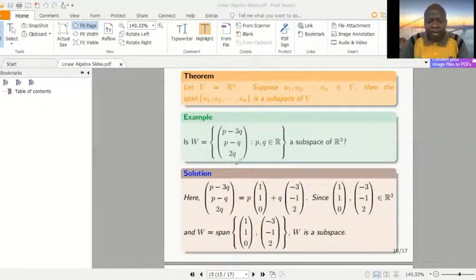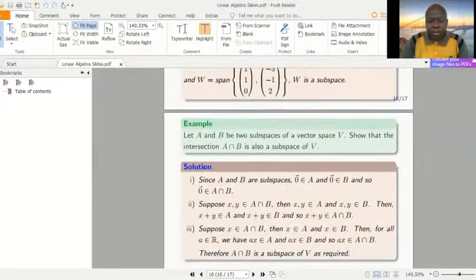So just expand this and then see whether you can write it as a linear combination of other vectors. And then if you can do that, that means W equals the span of those vectors. And therefore it means that W is a subspace. So that is the other easier way of doing this type of question. Let's look at a very interesting example here.